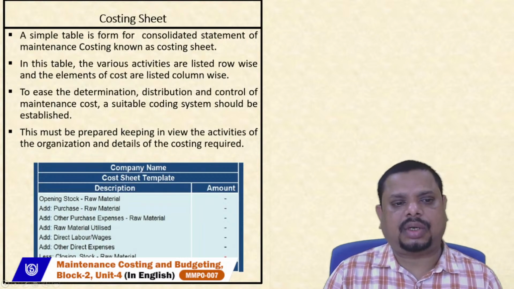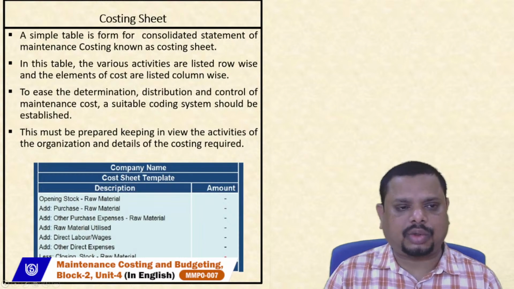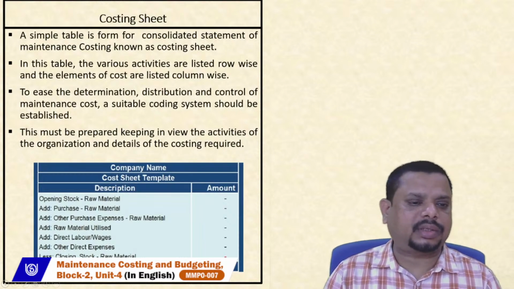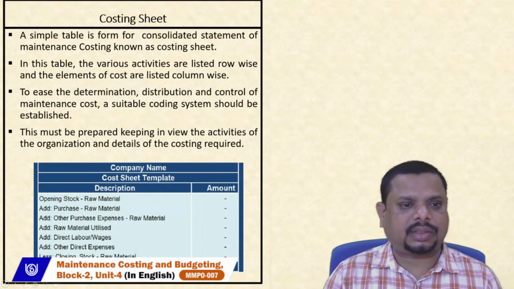To ease the determination, distribution and control of maintenance cost, a suitable coding system should be established, so that if someone goes through this costing sheet, he can easily understand that it's a consolidated sheet, and this consolidated sheet has a number of elements.